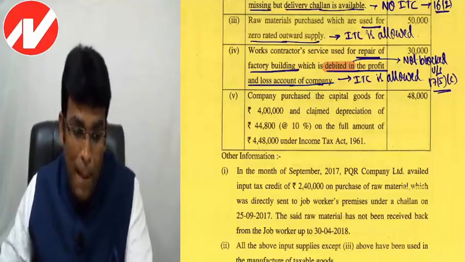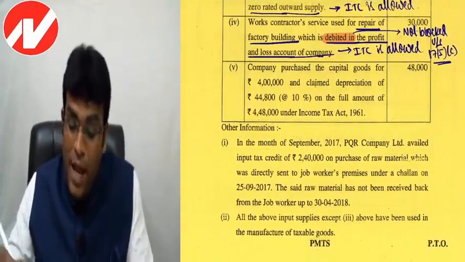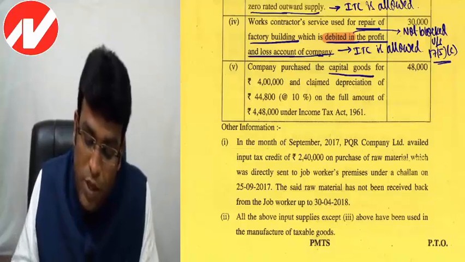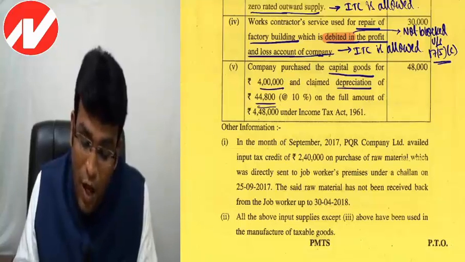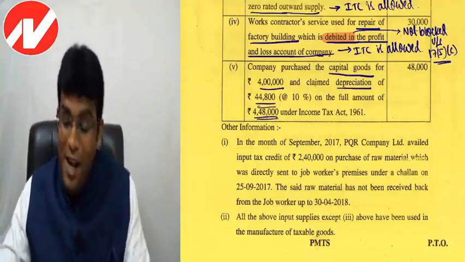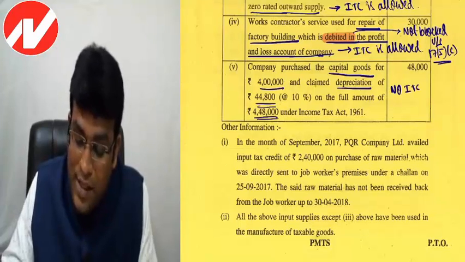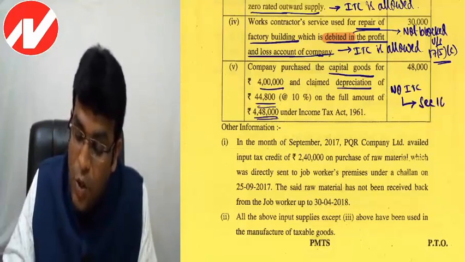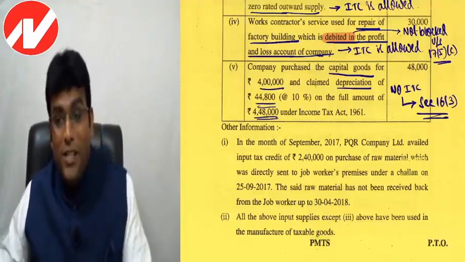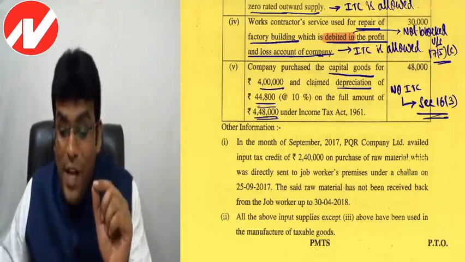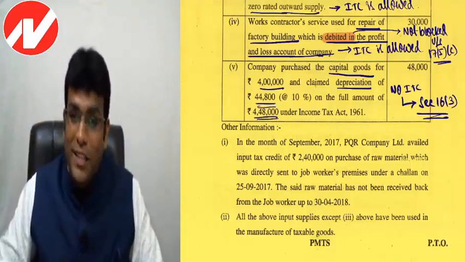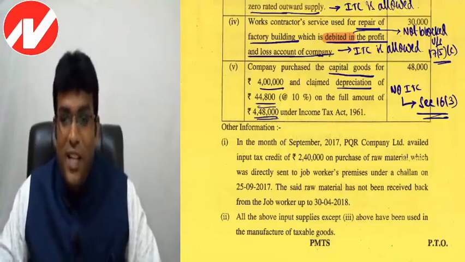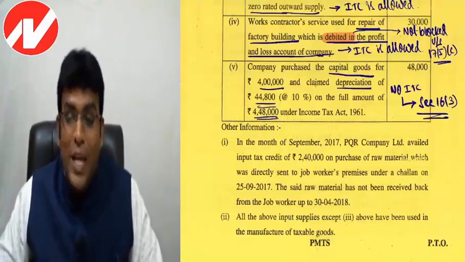Next line. Company purchased capital goods for 4 lakhs and claimed depreciation on the full amount of 4,48,000, then what will happen is no input tax credit because of a wonderful section called section 16(3). Because 16(3) always says that if depreciation is claimed on the tax component, then input tax credit is not allowed. I repeat one more time, friends.